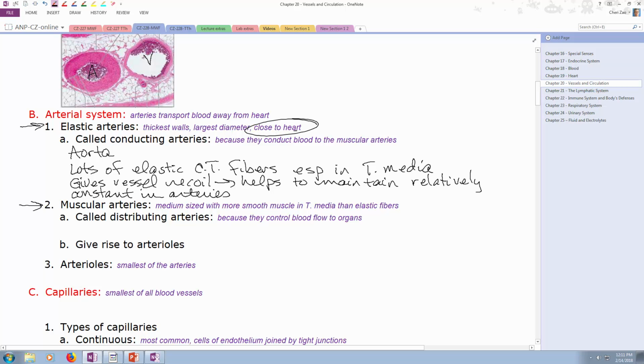Some of the other arteries that are called elastic arteries and conducting arteries are the pulmonary trunk, the brachiocephalic, the subclavian, the common carotid, and common iliacs.